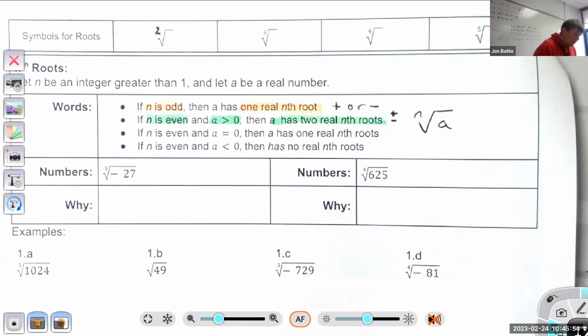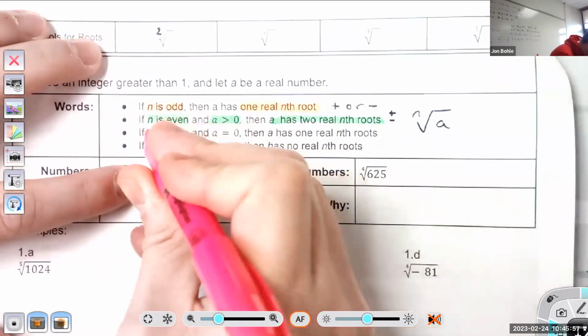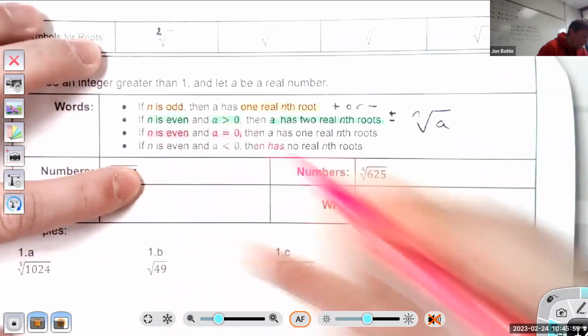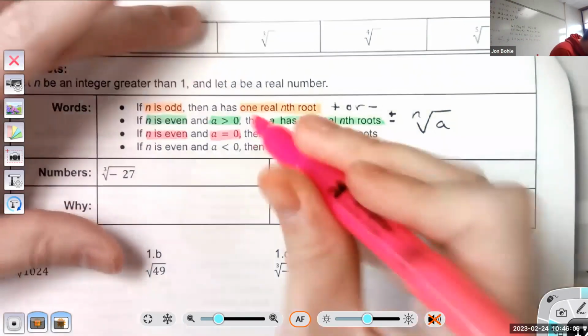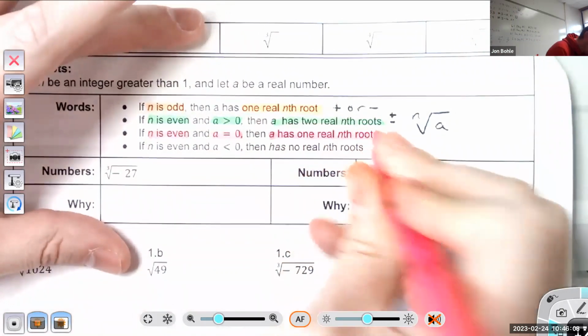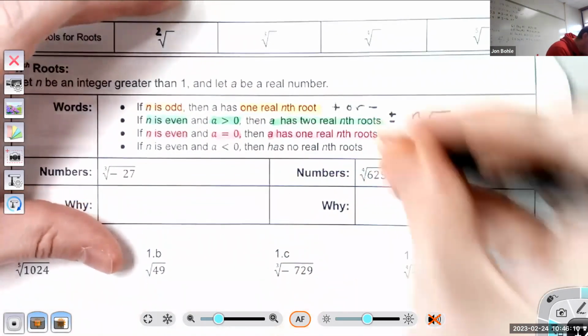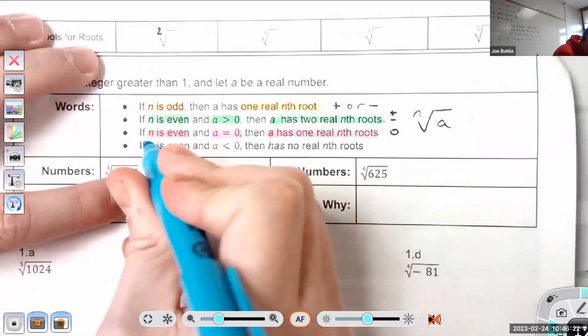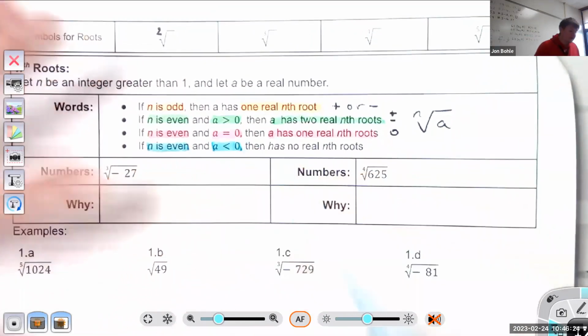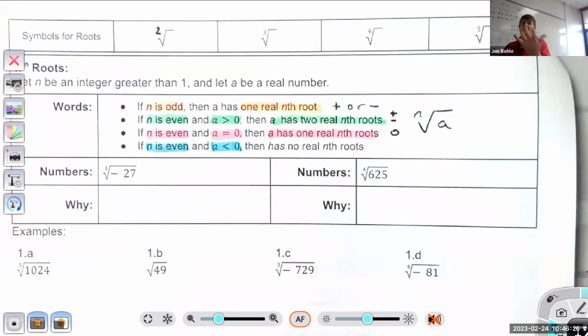If n is even and a equals 0, what's the root of that number then? What's any root of 0? 0. Then a has one real root, and that root will be 0. Should have given me a little bit more space to write up there, but that's okay. If n is even, so I'm taking an even root of a number, and a is less than 0, what does that mean? a is less than 0. What does it mean about that number?